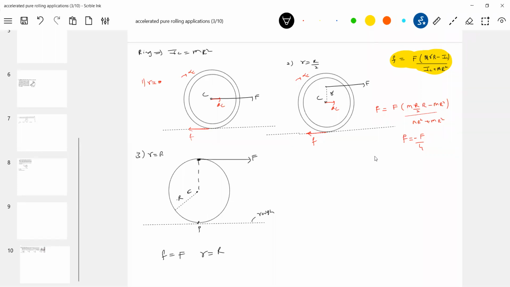Substitute that in this equation. Fine. So no friction force will act. Then, sir, who will rotate it? The applied force only. Acceleration of center of mass, this one. So what are the equations of motion? F into R equal to IC alpha C. Then F is equal to M AC, the same force will produce translational motion.